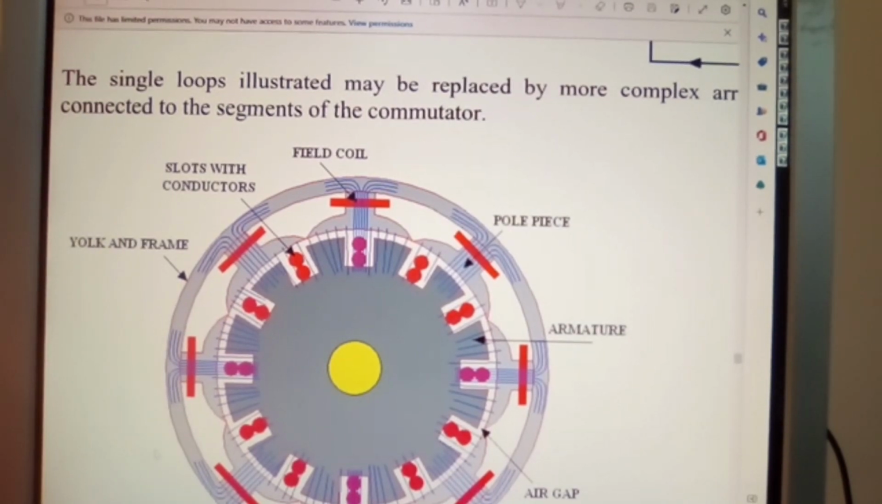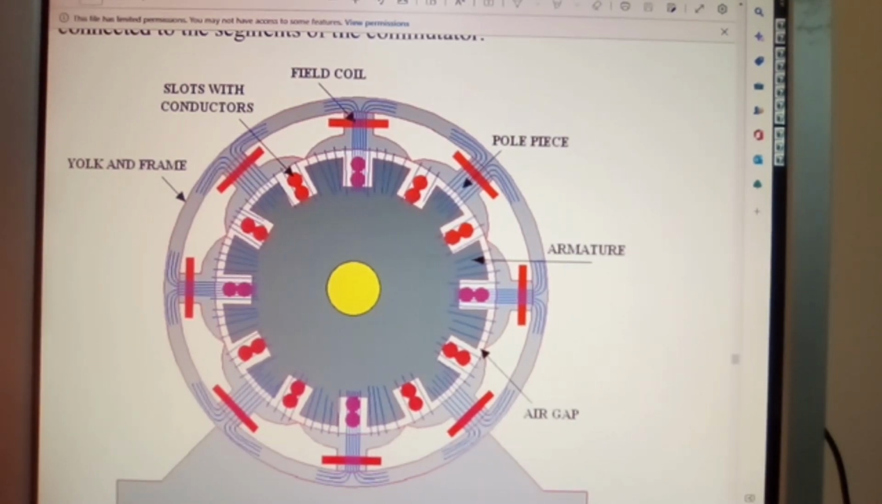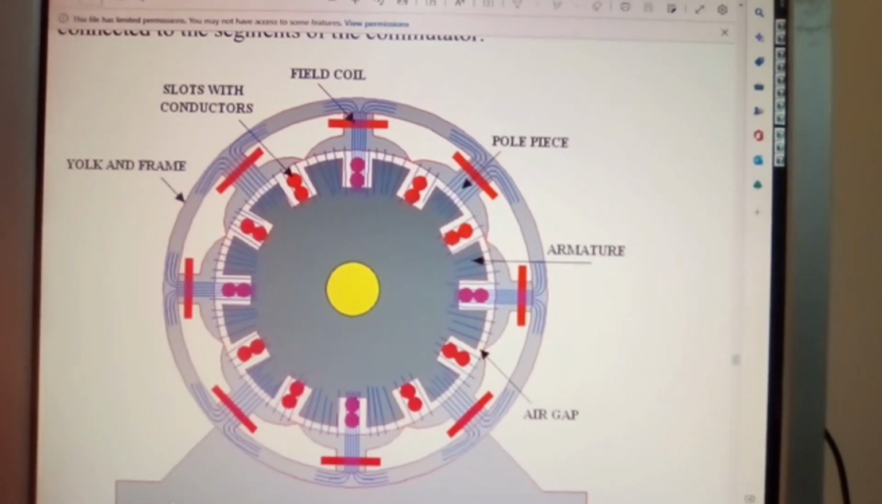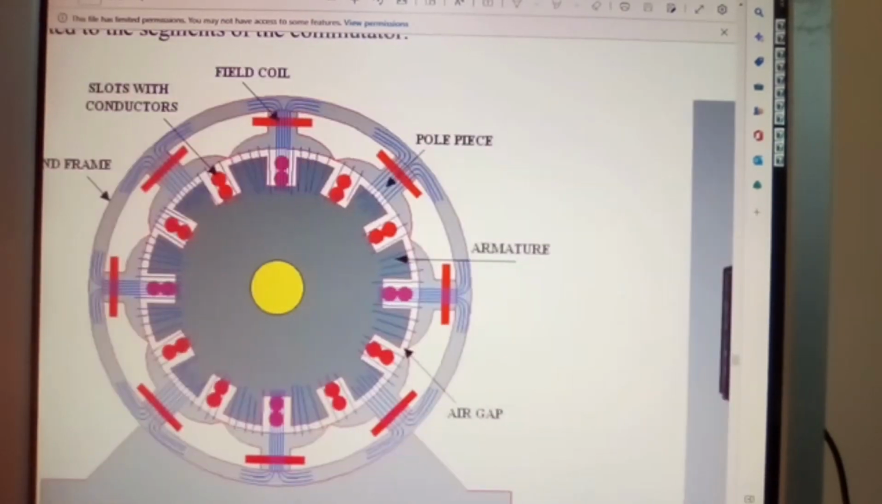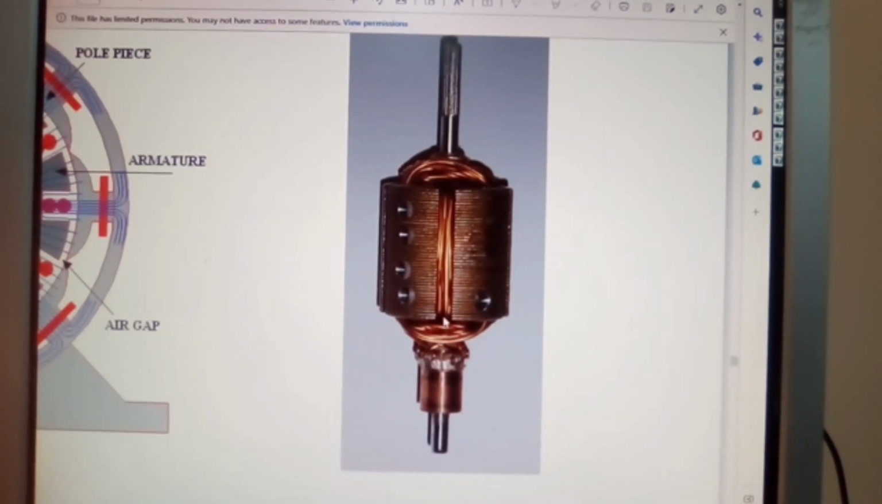And now your motor. And this now shows you how the windings and the armature and the field coils are located. And this is purely a representation as to what it might look like.